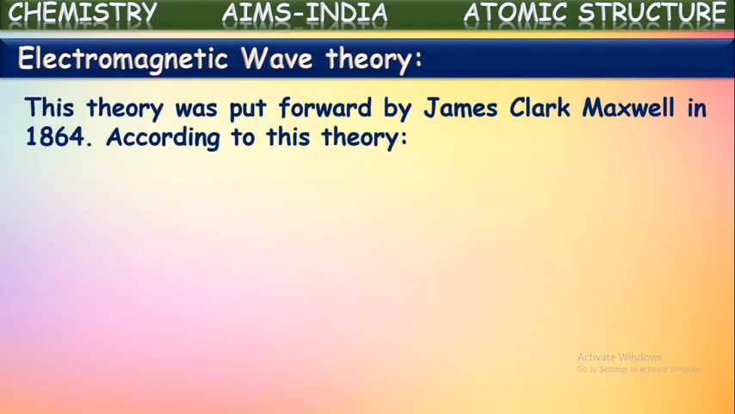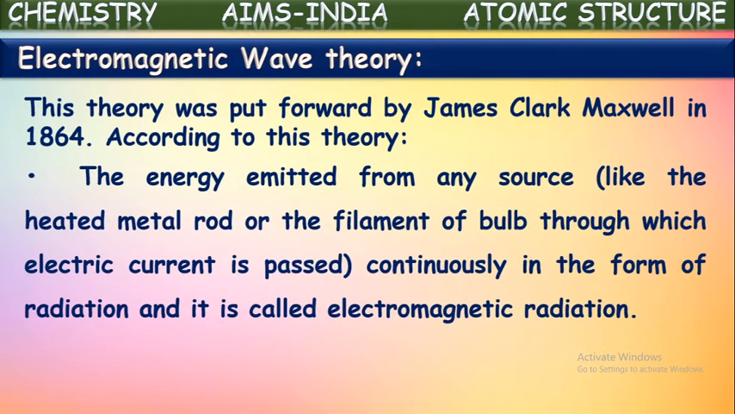This theory was put forward by James Clerk Maxwell in 1864. According to this theory, the energy emitted from any source like a heated metal rod or the filament of a bulb through which electric current is passed is continuously in the form of radiation, and it is called electromagnetic radiation. That means the energy emitted from a source is continuous in the form of radiation.